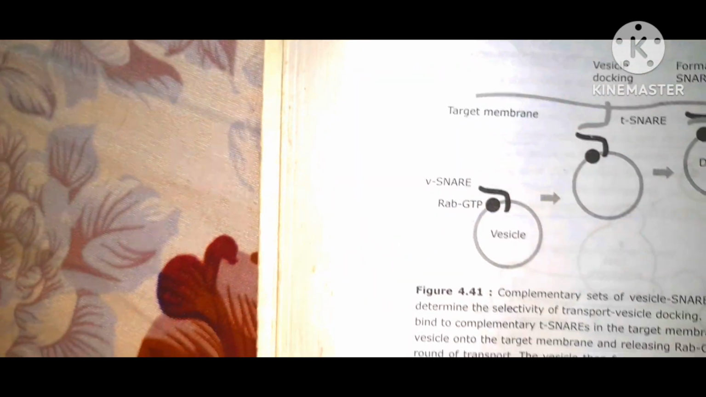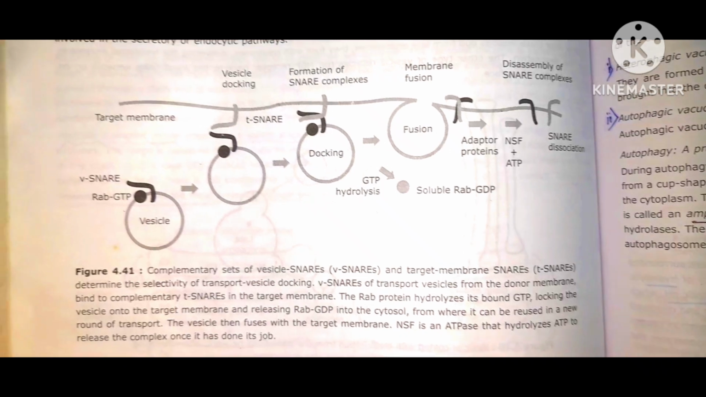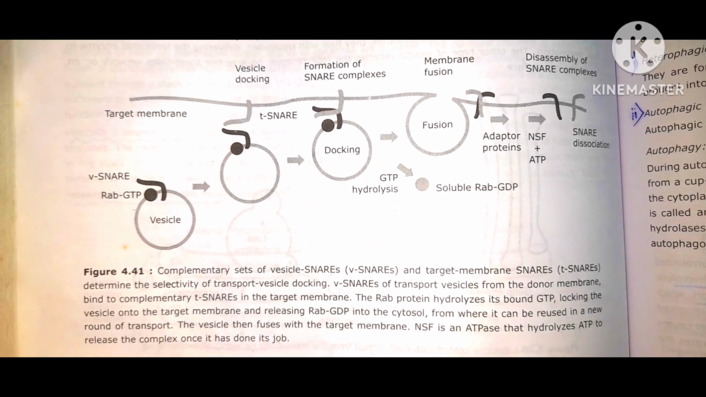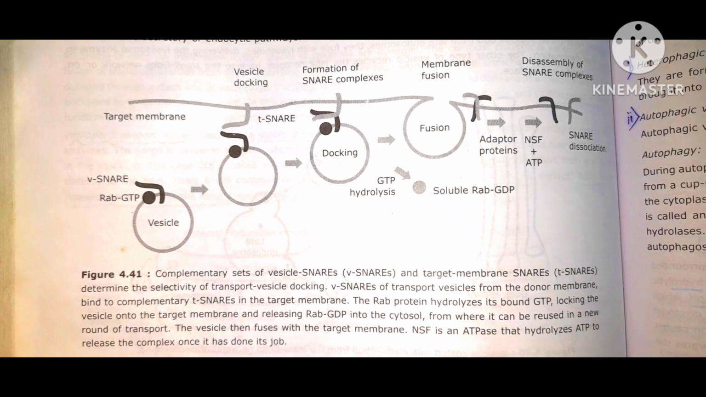So this is in detail the v-SNARE and t-SNARE, and the SNARE hypothesis of the Golgi complex.